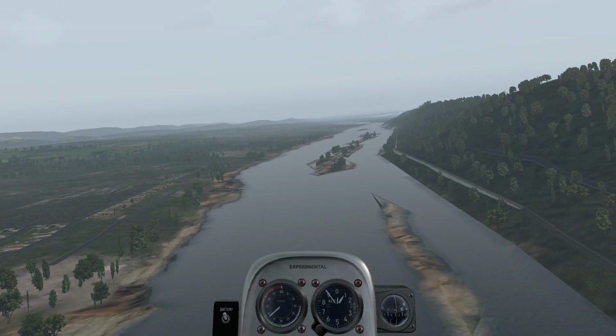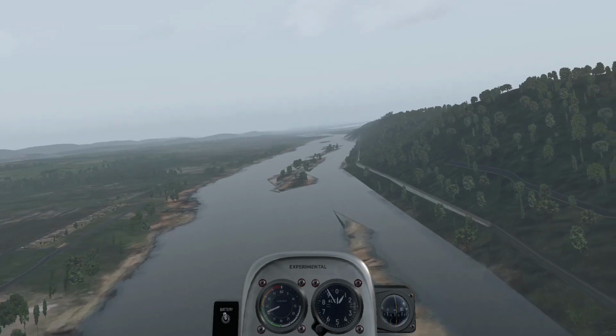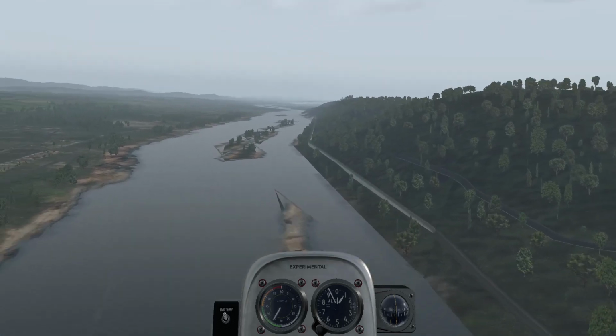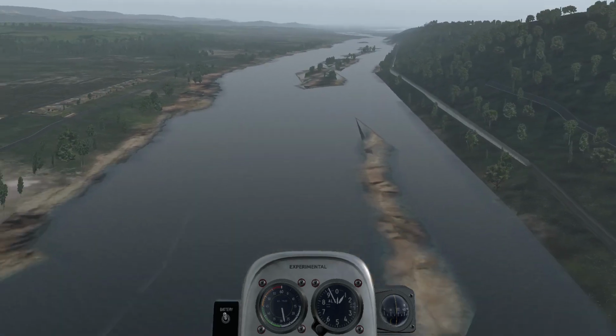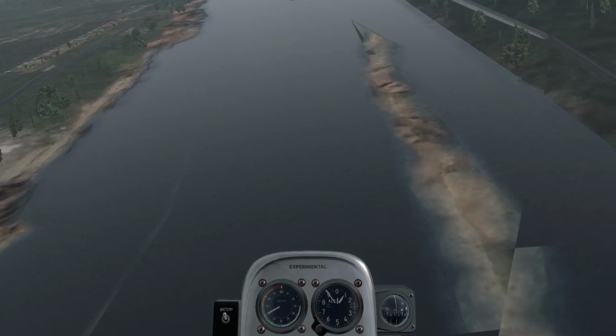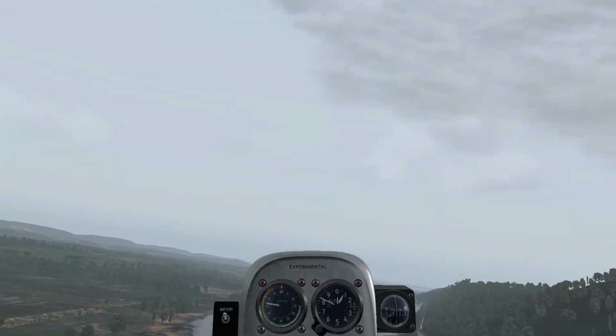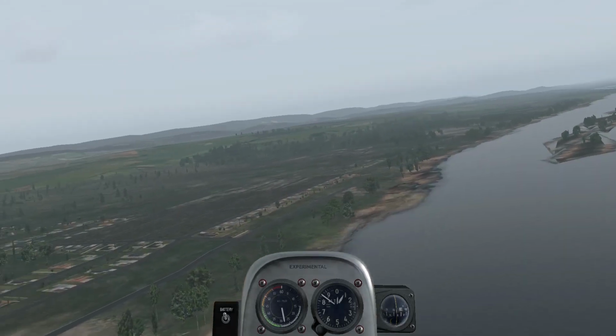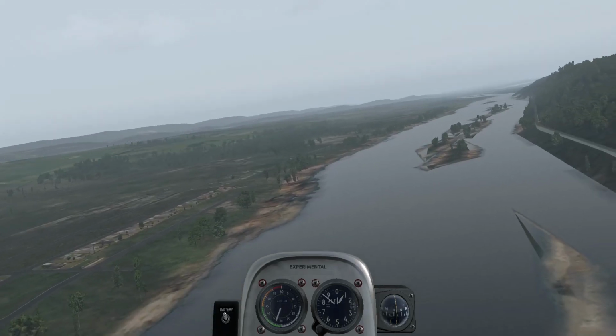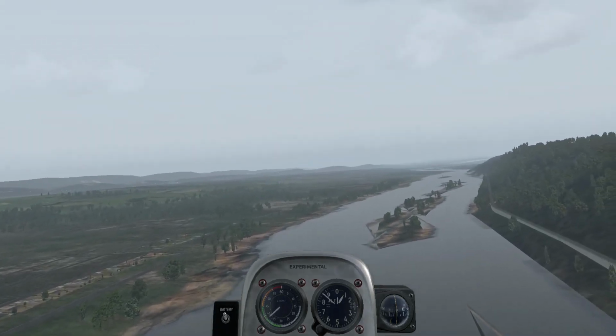So that wasn't exactly a great situation, but I was able to recover in part by pulling the nose up. Now, I probably should have also taken some power out. So let's try that again with taking the power out. Little bit nicer recovery on that one.